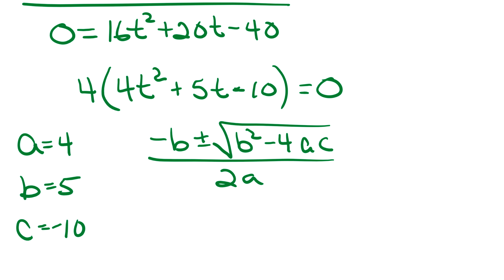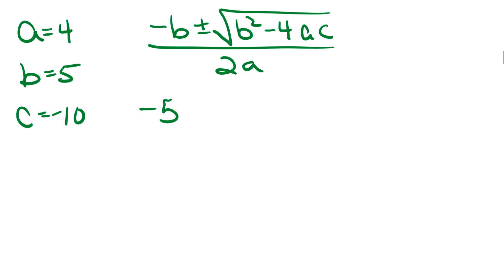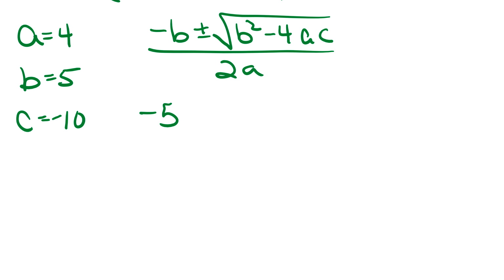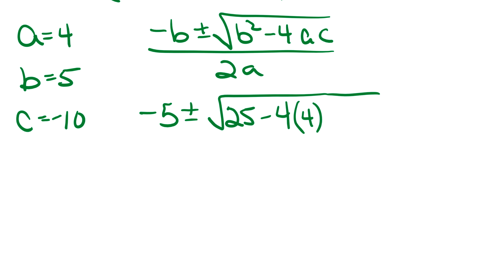Negative b. b is 5, so this will be negative 5. Let's scroll up a little. Negative 5, plus or minus, and then the square root of b squared, which is 25, minus 4 times a, which is 4, times c, which is negative 10. Okay, and I'll wait to put my denominator after I evaluate this radical.